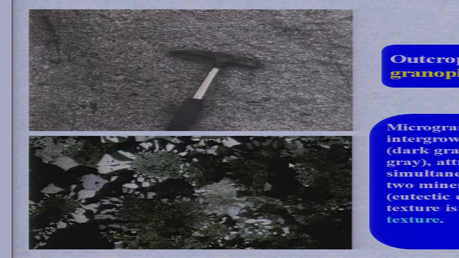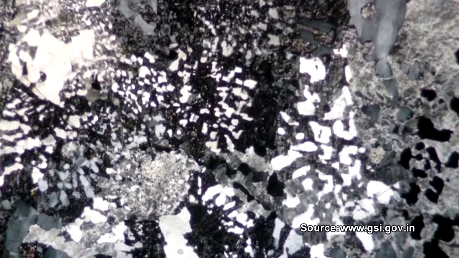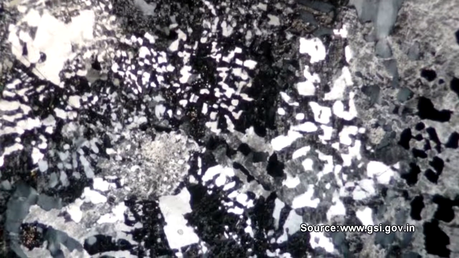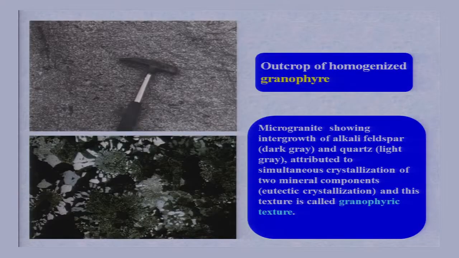The same rock under the microscope shows intergrowth of alkali feldspar and quartz. This is quartz basically. This quartz and alkali feldspar show intergrowth. This texture has been formed due to simultaneous crystallization of two mineral components, and that too at a eutectic point. So, I am talking about eutectic crystallization. This texture actually resulted from the eutectic crystallization and is known as granophoric texture.